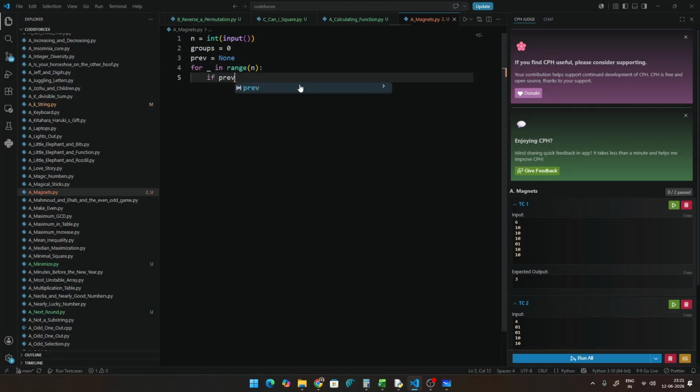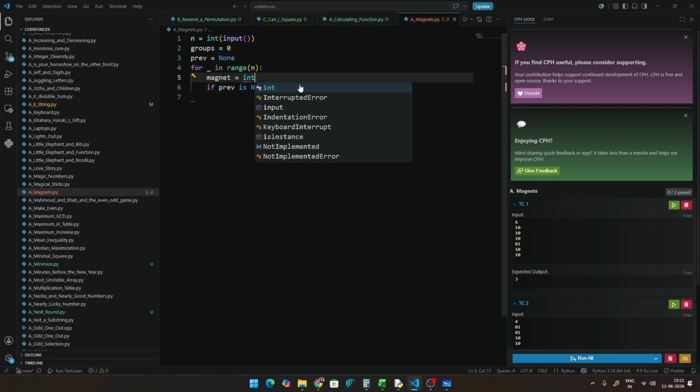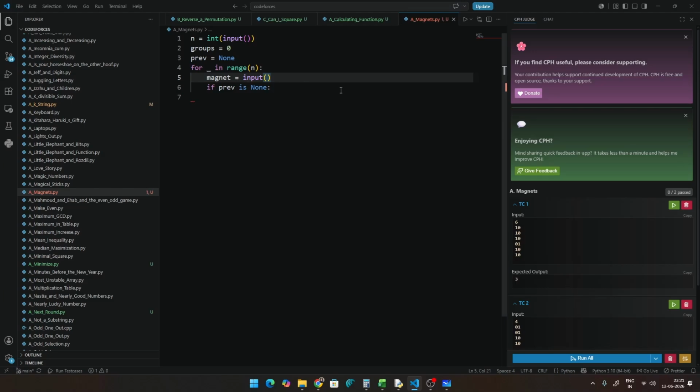So I'm going to check if previous is none. That is, if there was no previous magnet, right? Give me 1 second. I'm going to take an input string here. So let us take a magnet as an input string, which is what we're getting here. If the previous is none, what are we going to do? We're going to set previous equal to our current magnet and the number of groups equal to 1. This is our initializing step right here. Okay, for all other steps, what will we do?